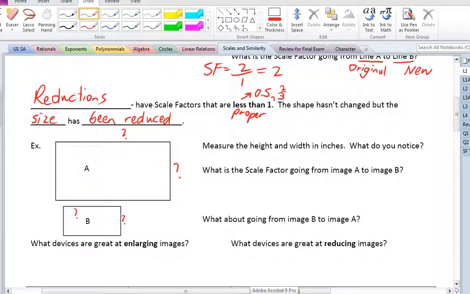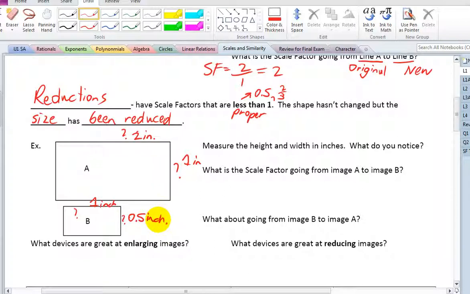What's the top length? Is it 2 or 3? 2? Okay, sorry, it looks a little longer. And this would be 1 inch. So then what about the bottom one? This is 1 inch. And this would be half an inch.